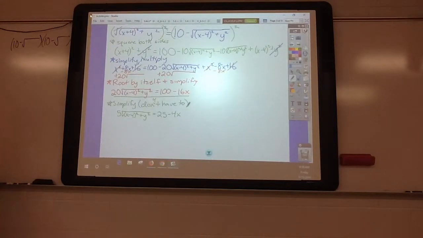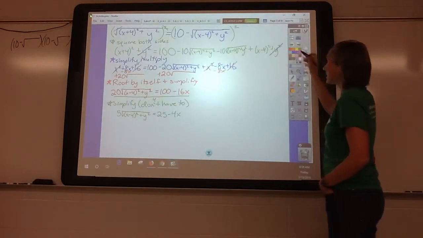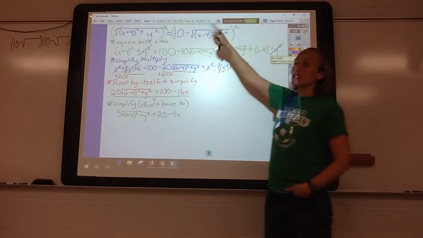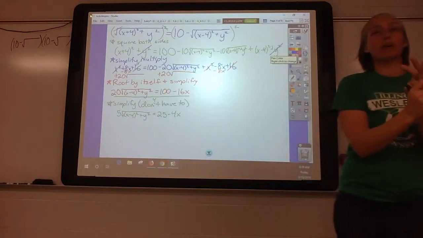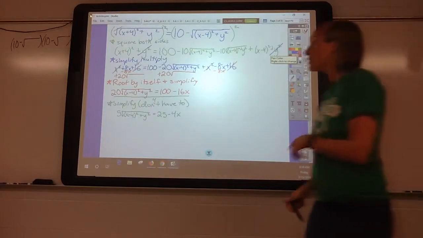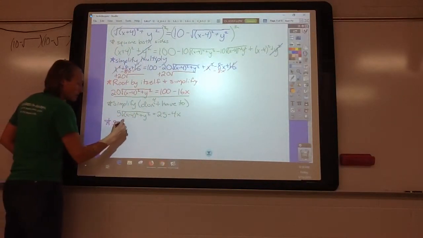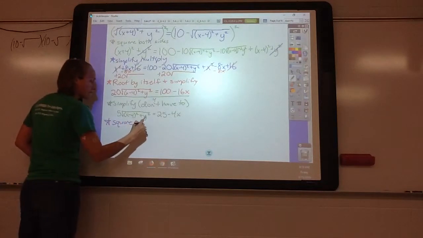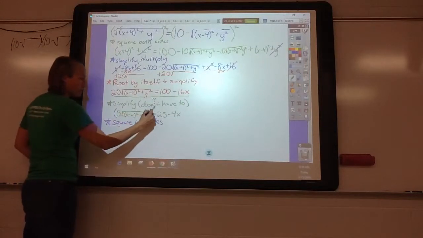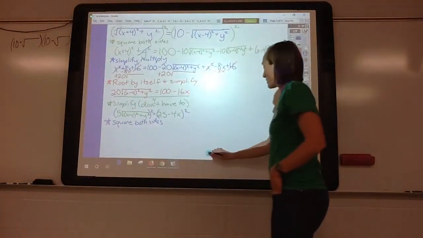Okay. I did that and I got that by itself because I want to get rid of my square root. I want the square root to go away. In these problems, your ellipses and your hyperbolas, you're going to have to square both sides twice. So we've squared both sides once. This is now the step where I get to square both sides again. So I'm squaring both sides again.